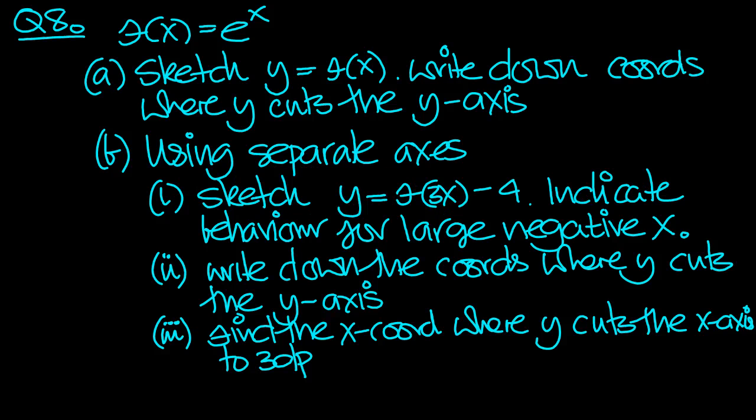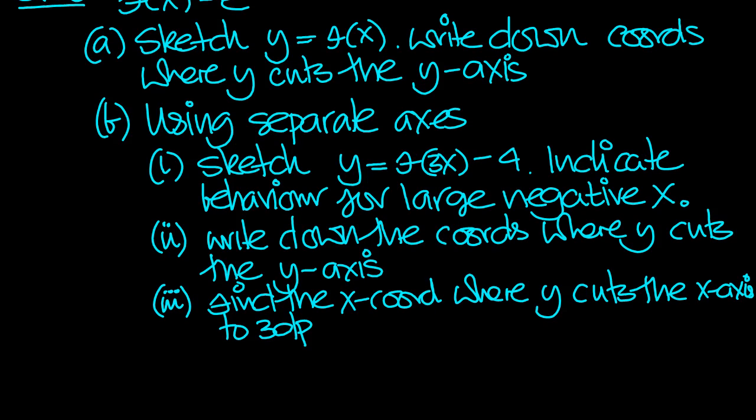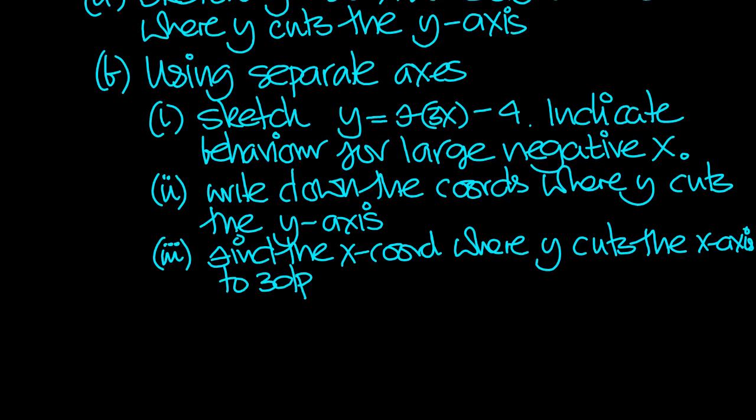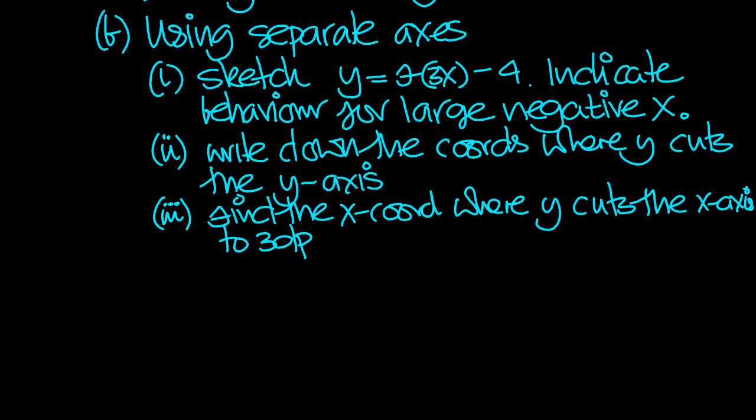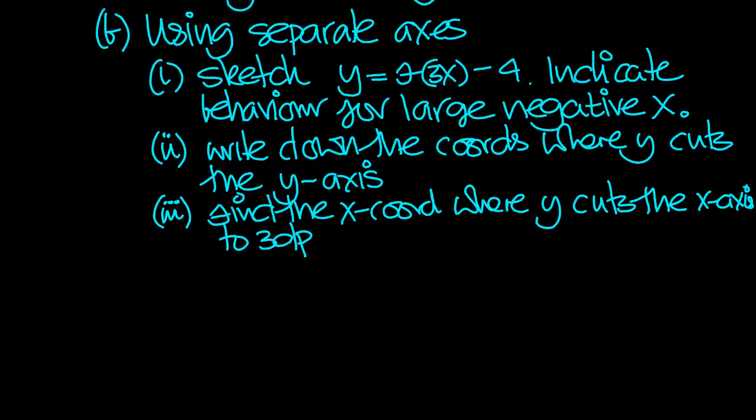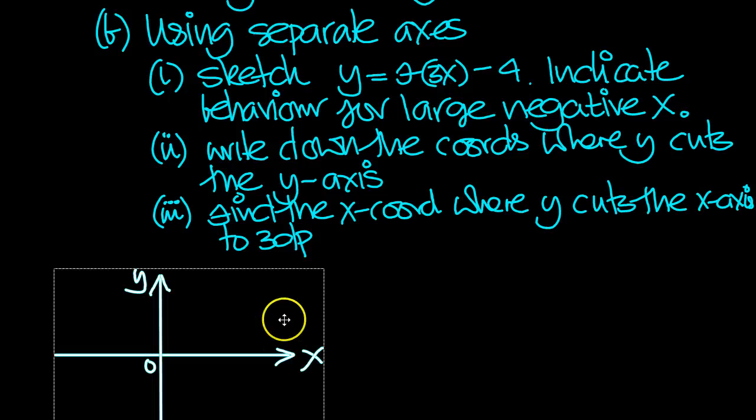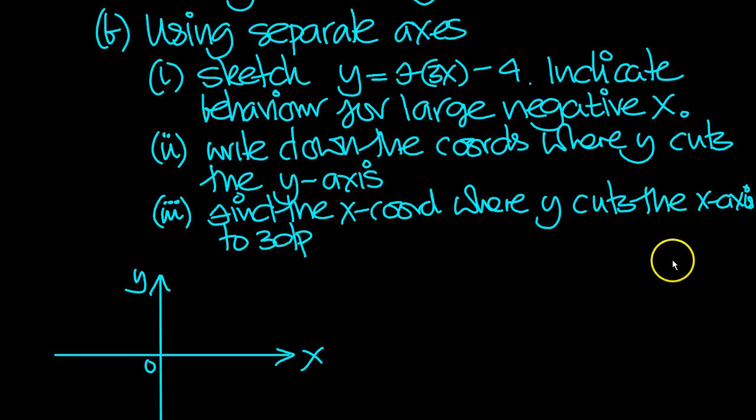Okay, let's have a little look at this then. We need to sketch e to the x and write down the coordinates where it cuts the y-axis. So let's just draw an axis. We need to draw e to the x and indicate where it cuts the y-axis. Because I'm using a digital pen, I'm going to do a dashed line. So e to the x, let's just sketch it here.